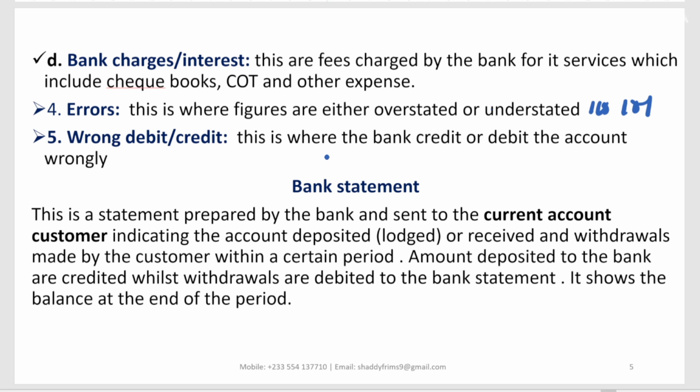Now let's look at bank statements. I know someone will be asking, what is a bank statement? So a bank statement is basically a statement that is prepared by the bank and sent to the customers, that is the account holder, indicating the account deposit, that is all the money that has been received, and also all the money that has been withdrawn or sent out as payment within a certain period. Amounts deposited to the bank are credited, whilst withdrawals are debited to the bank statement to arrive at the balances at the end of the period.